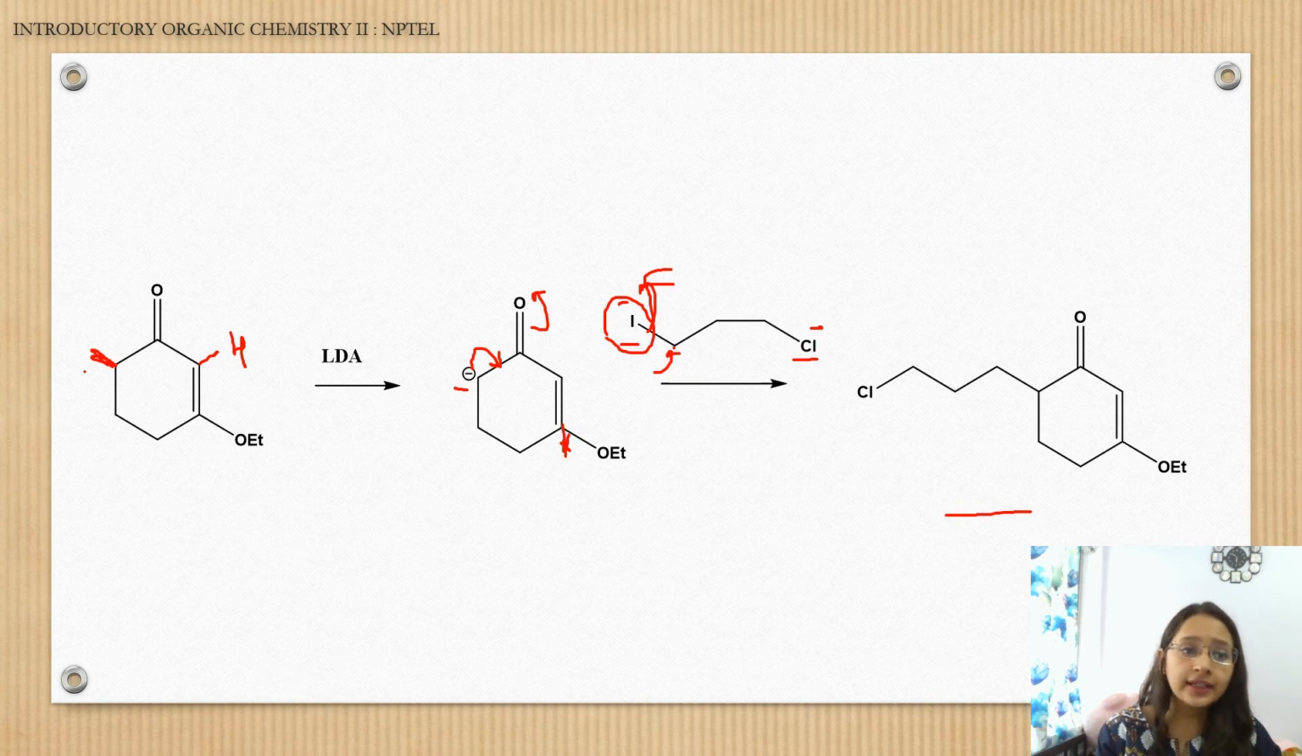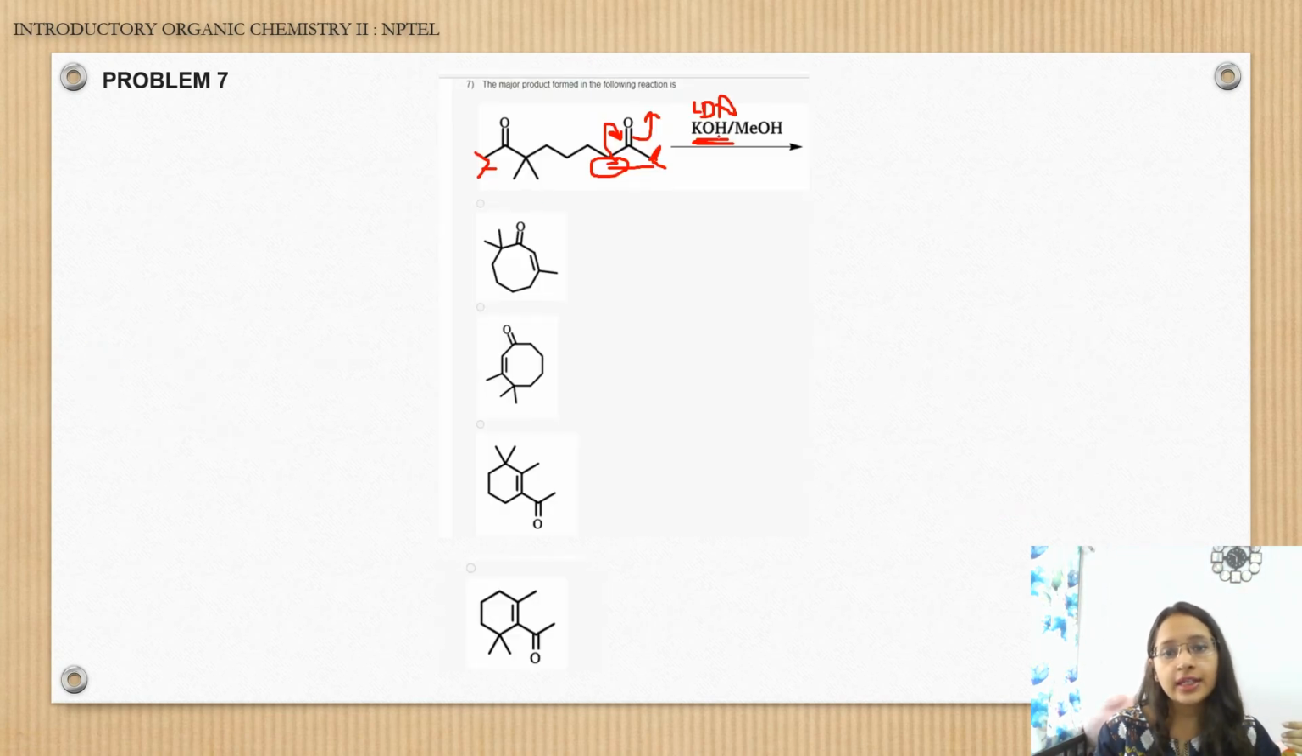Kinetic enolate means the enolate which is generated from the less hindered side. The other is the more hindered side because OEt is also present. So it will abstract the proton from the less hindered side. But in the case of KOH, NaOH, it is a strong base, but it is not a bulky base. So that is why it goes for the thermodynamic enolate formation rather than the kinetic enolate.